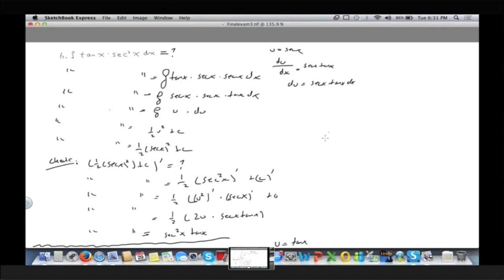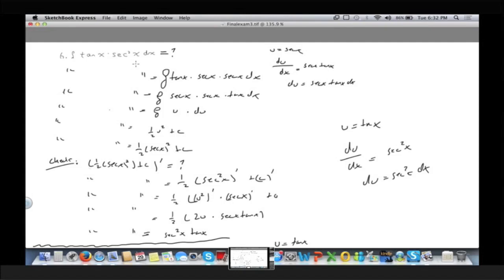Write down u equals tangent of x. Would that be a good substitution? Derivative of secant squared x. So if you use u equals tangent of x, then you would have u times... Yeah, actually, I think it would be good.